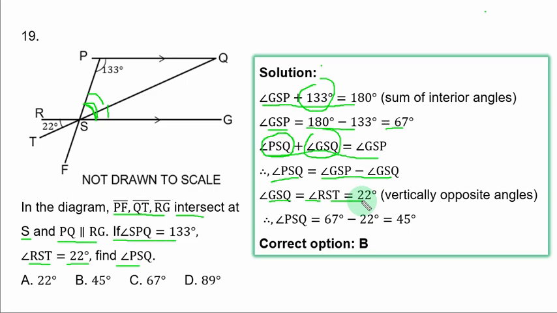GSP. That is correct. Now angle PSQ is equal to GSP, that is 67 minus GSQ, that is 22. If you subtract, you have 45 degrees. Okay, GSQ equal to ROST. You can see there, these two angles are vertically opposite angles. So B is the correct option.